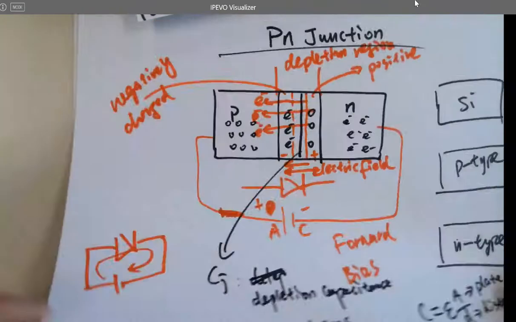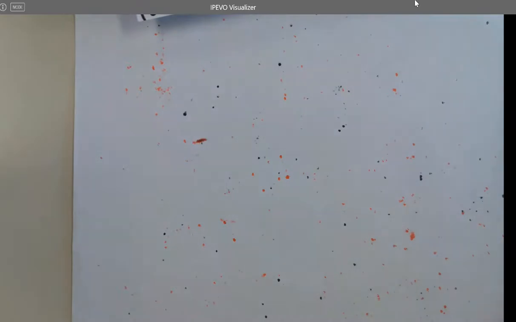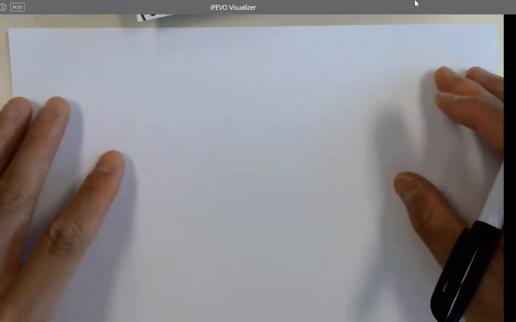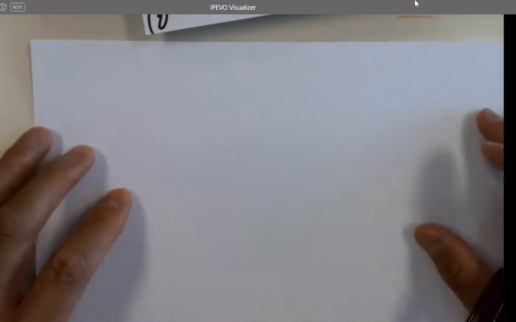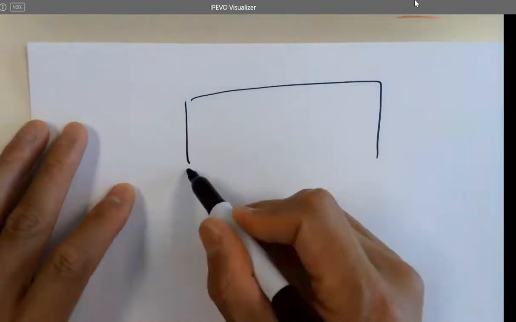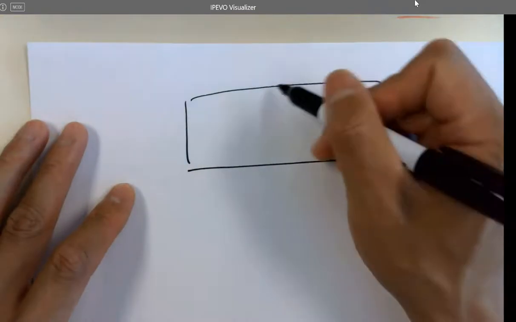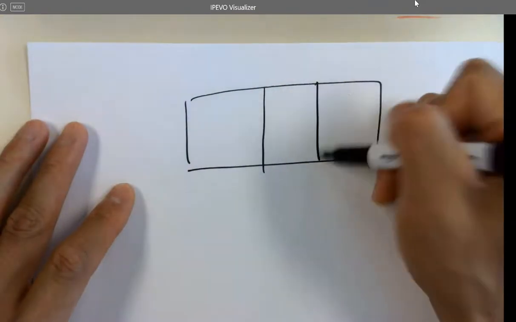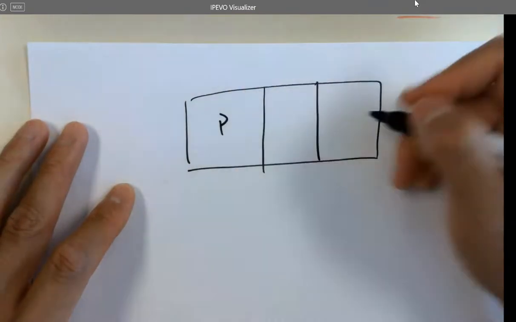Now let's look at the other way. What's the name of it? That's a good name. We should change it. Just attend one of the IEEE meetings and tell them it should be backward bias. It makes sense, right? There's still a depletion region. You'll never get rid of it.